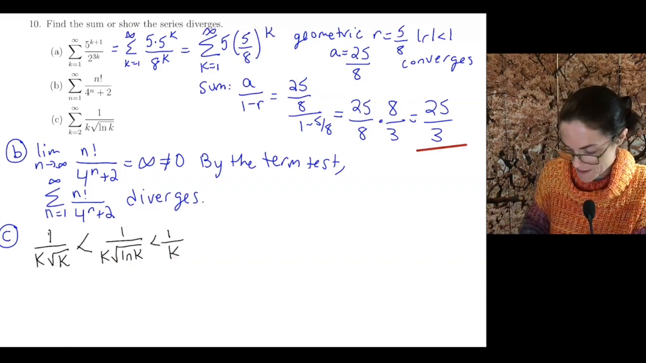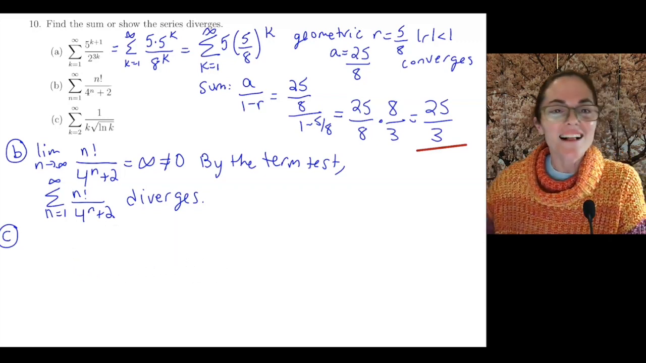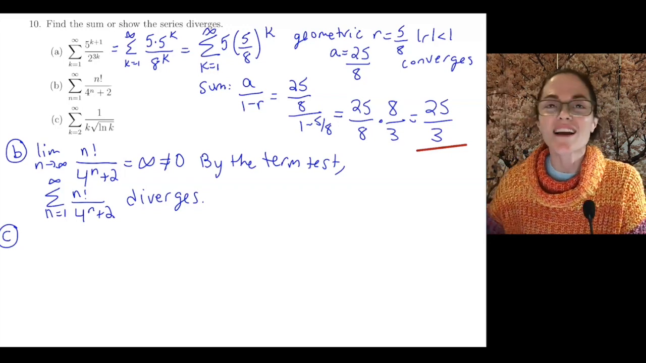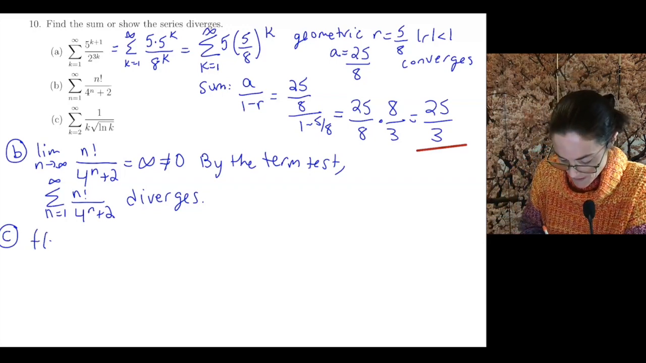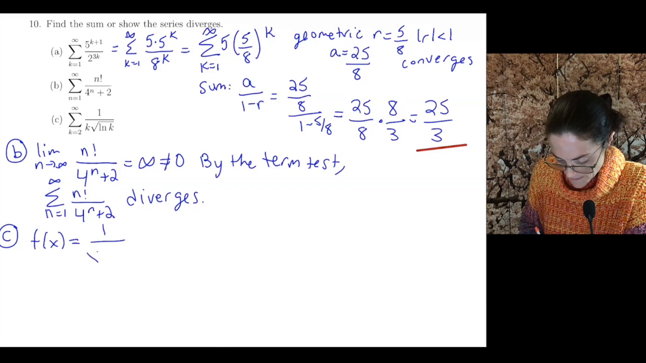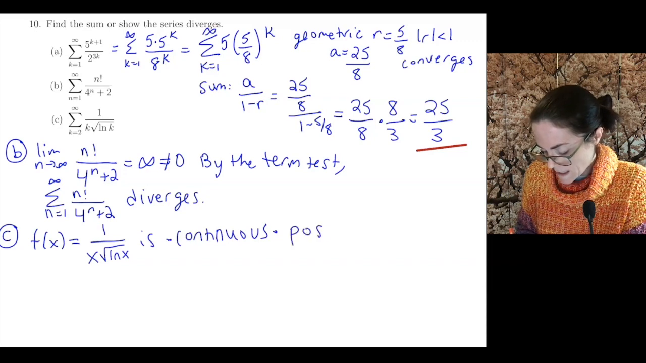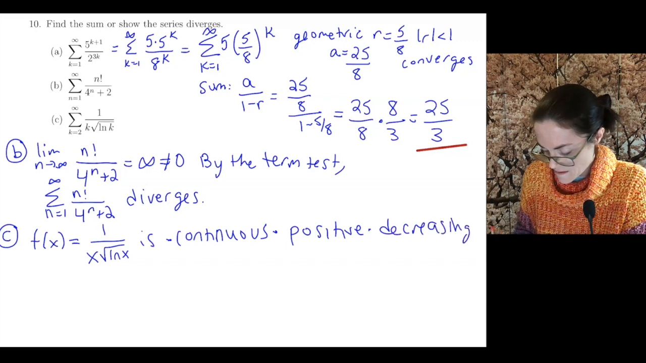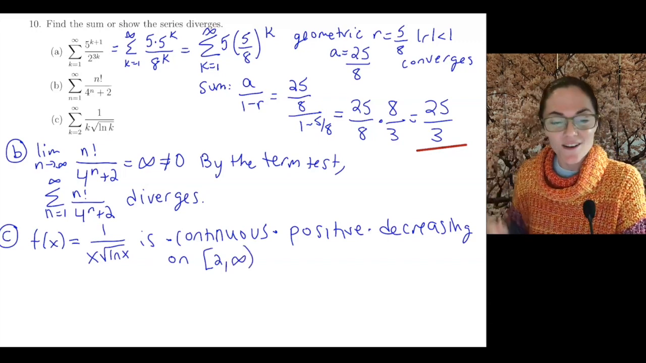But I am not going to use comparison here. I'm going to use a test we haven't used yet in this review. If you see an ln x and a 1 over x together, you think about integrating. So I'm going to use the integral test. Here, this function is, well, for integral tests, we need continuous, non-negative, and decreasing. And it certainly is, on to infinity. And so I may use the integral test.